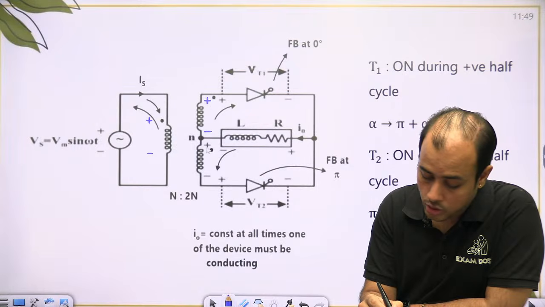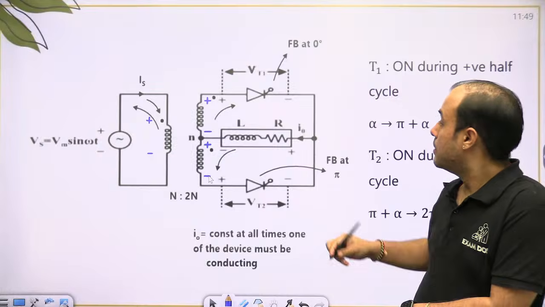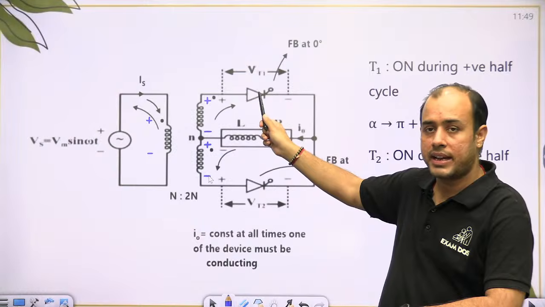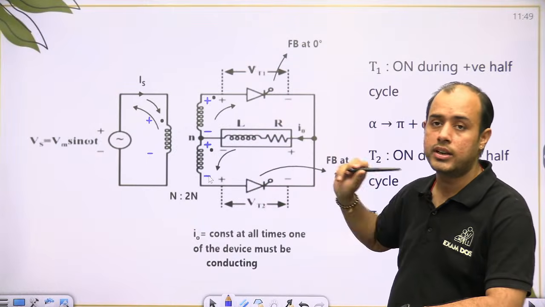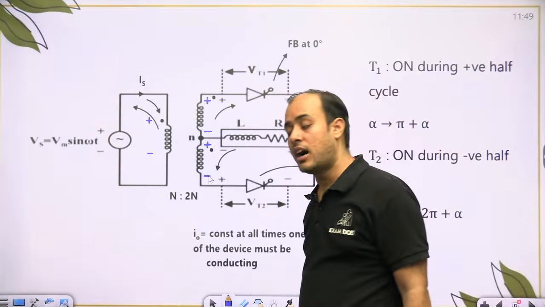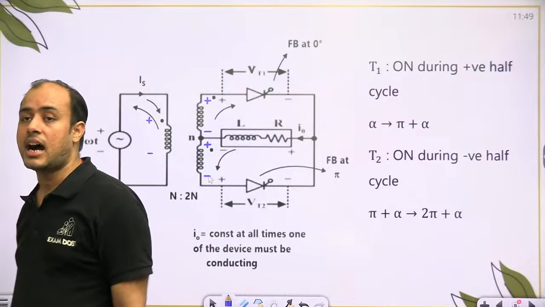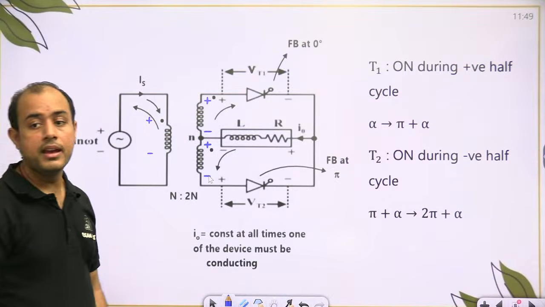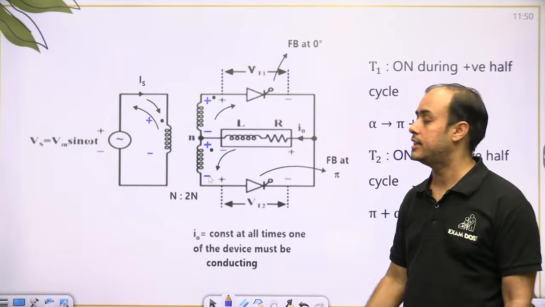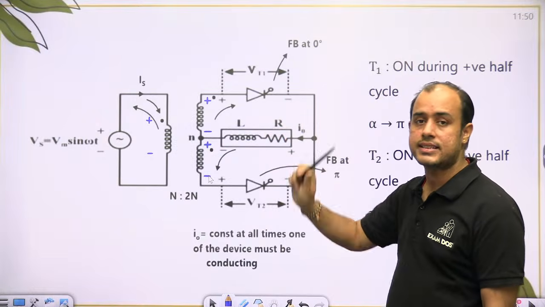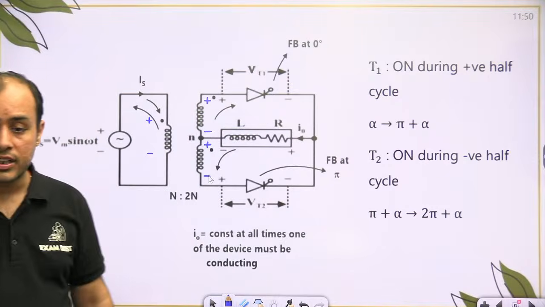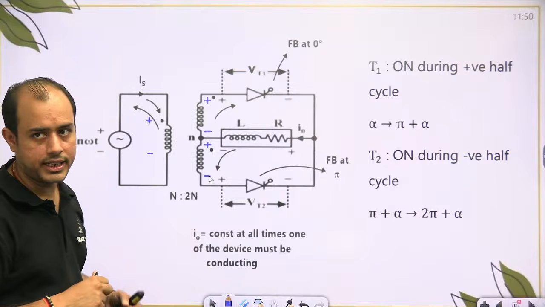On the secondary also, dot is positive. Because positive dot is connected to anode, the SCR is forward biased. Negative is connected to anode, it is reverse biased. So this will be forward biased in the positive half cycle. But does it start conducting immediately? No, beta. It will conduct alpha angle after forward biasing. So this gets forward biased at 0 degree, but it will conduct at alpha.